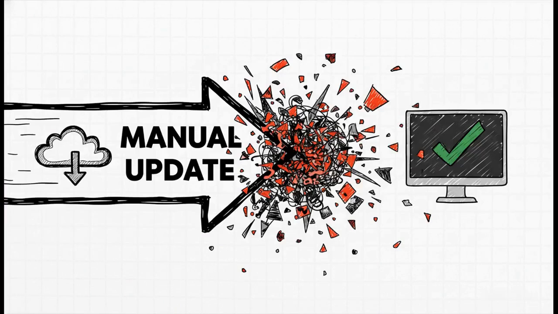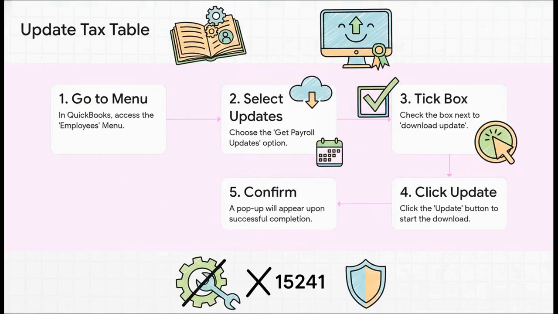Okay, so what if that first trick didn't quite do it? Well, our second method is all about manually kicking off the payroll update from inside the software. Sometimes just giving it that direct command is enough to push it through whatever was blocking it before. And you can see here, it's actually super simple. Just open up QuickBooks and head to the Employees menu. From there, you'll choose Get Payroll Updates. In the window that pops up, just make sure that box for downloading the entire update is checked, and then click that Update button. With any luck, you'll see a sweet success message this time, telling you your tax tables are all up to date.